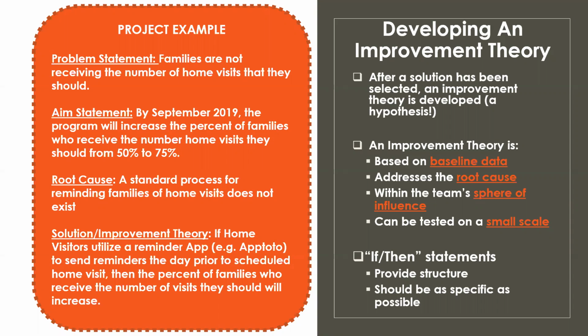So again, here you can see that the specific solution that they're testing out is directly linked to the root cause of a standard process for reminding families of home visits does not exist. It's also linked to the problem that they identified that families are not receiving the number of home visits that they should. And the result of testing this solution and seeing how it works directly links to the team's overall goal, their aim statement of increasing the percent of families who are receiving the number of home visits that they should. So when you're looking back on the plan work that you do during the plan portion of the Plan, Do, Study, Act cycle, you should see this alignment.